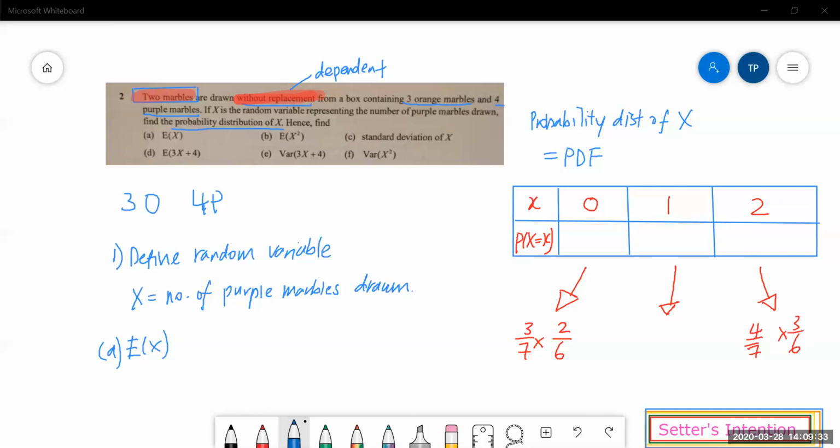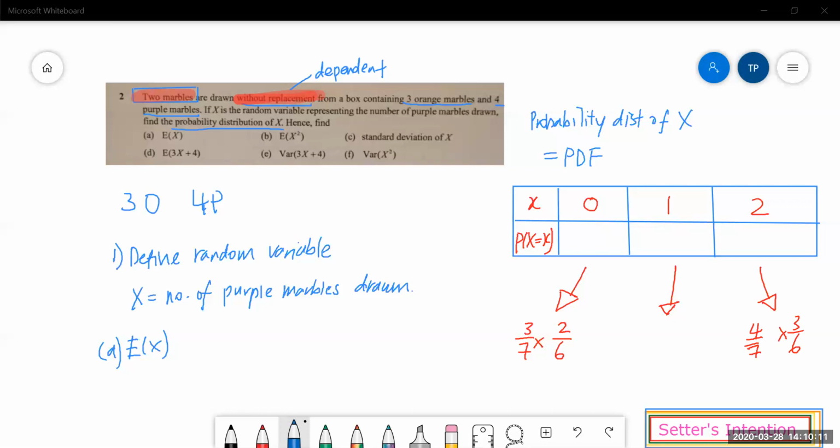Do you get this? Correct, right? How do you find 1? 3/7 times 4/6 plus 4/7 times 3/6. If anybody were to follow your method to find the probability of getting 1 marble, that is a very, very hardworking student, because you write everything. Correct. But we are not here to be hardworking. We are here to be smart working. We want to get the most marks within the shortest period of time.